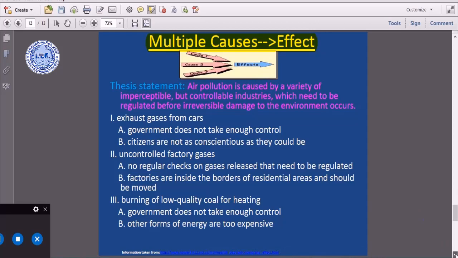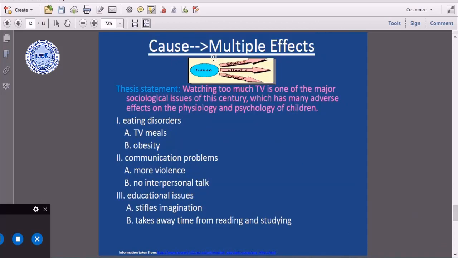We go to another example. Okay. Cause and multiple effects. Here's a thesis statement. Let's read together. Watching too much TV is one of the major sociological issues of this century, which has many adverse effects on the physiology and psychology of children. Okay, so what is the cause? The cause is watching TV, right? And then the effect is adverse effects on physiology and psychology of children.